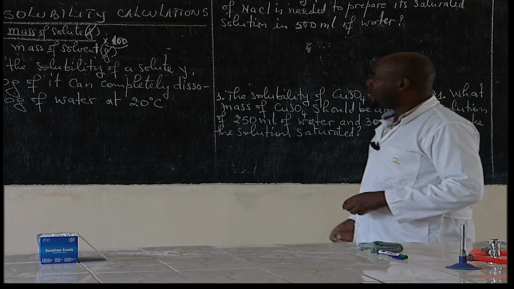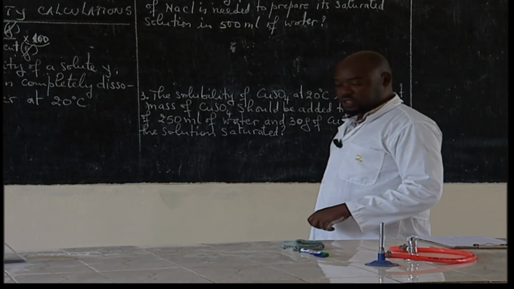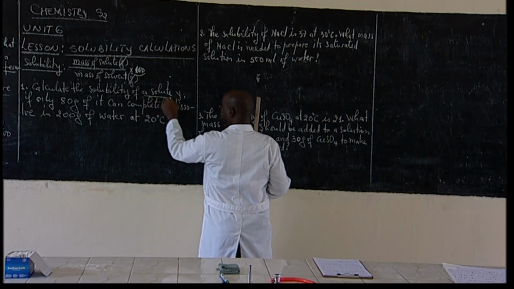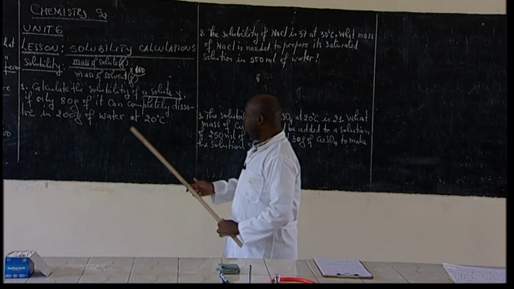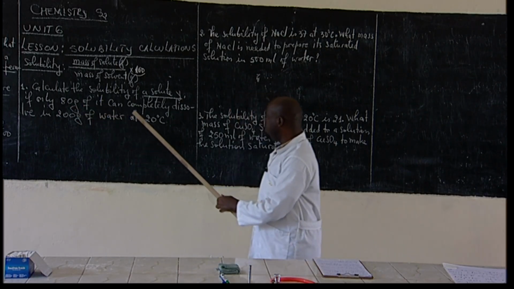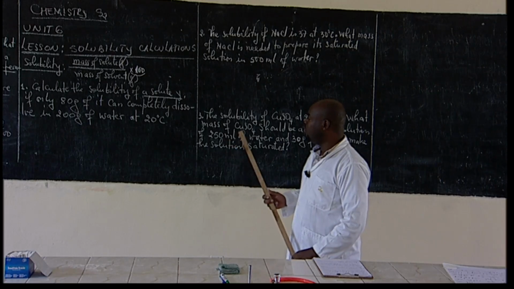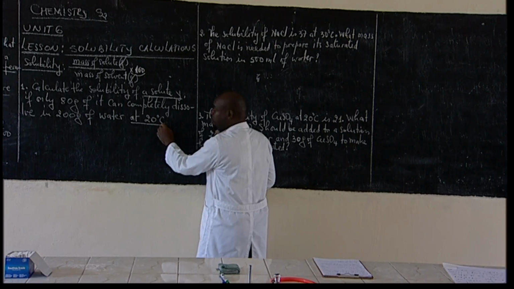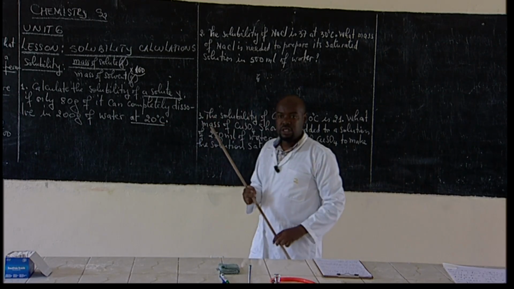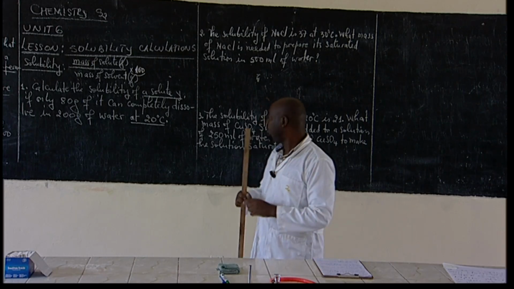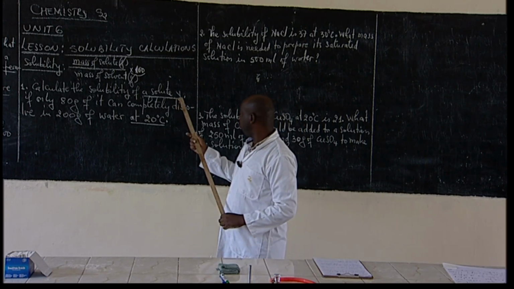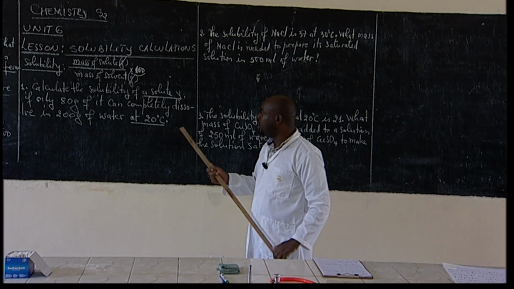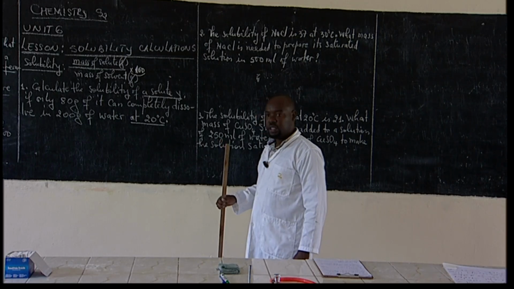Question number 1, calculate the solubility of a solute Y. I've called our solute compound Y. If only 80 grams of it can completely dissolve in 200 grams of water. And remember, at a given temperature, so it is at 20 Celsius degrees. Calculate the solubility of a solute, I repeat, if only 80 grams of it can completely dissolve in 200 grams of water at 20 degrees.